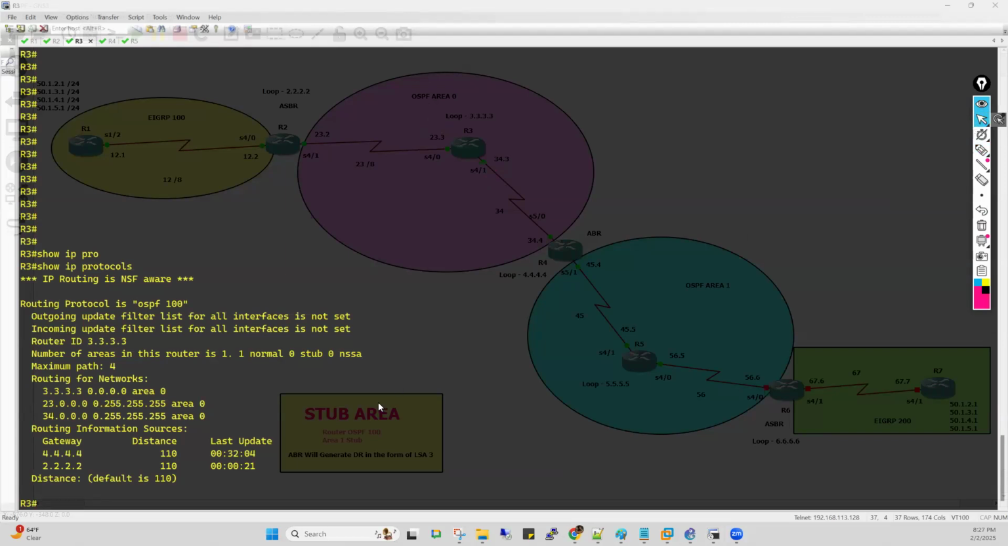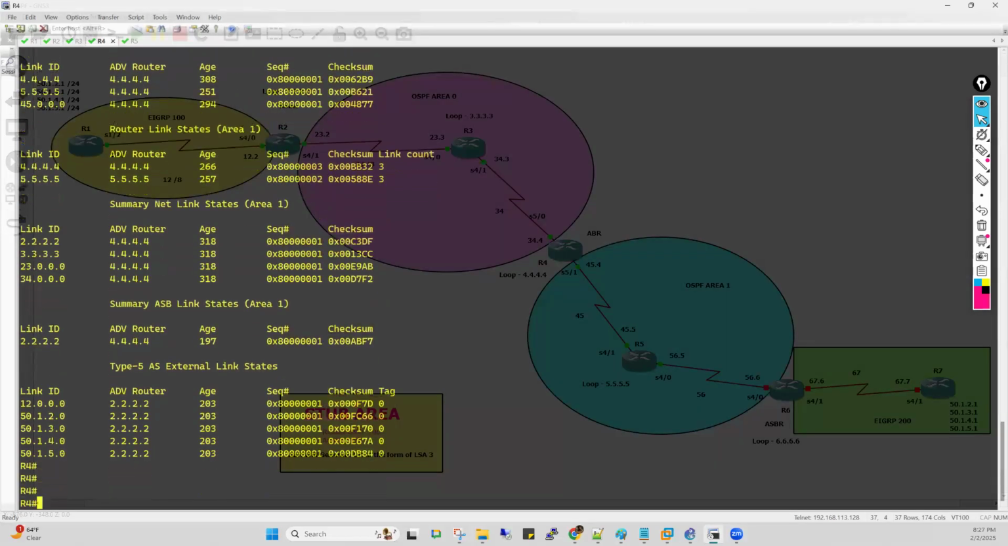Tell me guys, yes or no? Why are you guys not telling? Clear? Sir, this 3 router configuration is clear. Okay. R1, R2, R3. Okay.